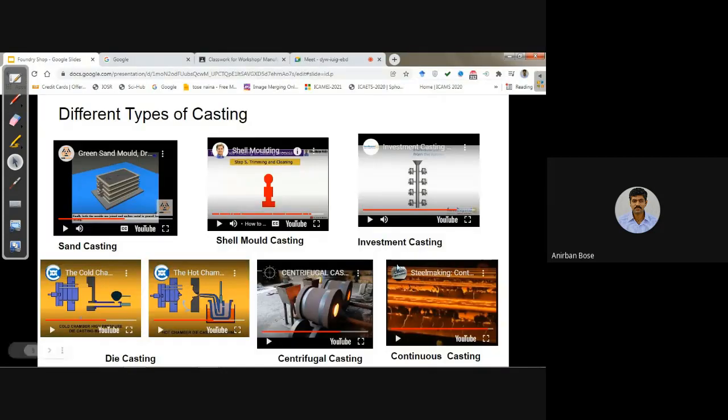As you have seen, at one end the liquid metal is poured, and finally it comes out in the form of a billet or a bloom, depending upon the shape. Okay, so these are the different kinds of casting processes found in industry. In this particular course, we'll mainly see the different aspects of sand casting.